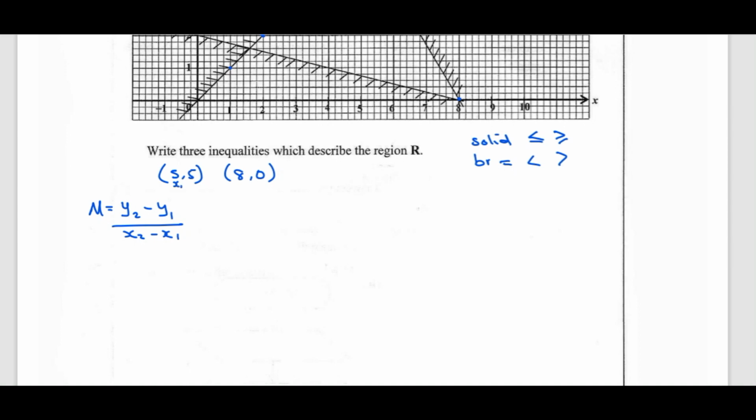Here we have x1, y1, and x2, y2. So we're going to substitute. What do we have there? We have 0 minus 5 over 8 minus 5. When we work out, we get -5/3. This is our gradient. Now, because we want to solve, we say y minus y1 is equal to m open bracket x minus x1 close bracket.